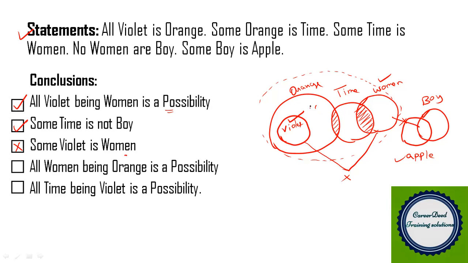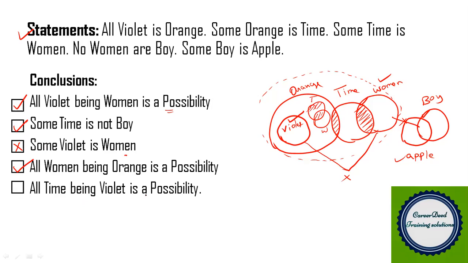So you can also draw time like this and orange like this. So this is also possible, right? So here also some part of time is related to orange and some time is related to women. So all women can be inside orange is a possibility. So if it is a possibility, then definitely it is correct. So our fourth conclusion is also correct.